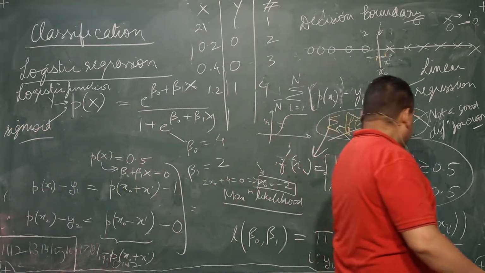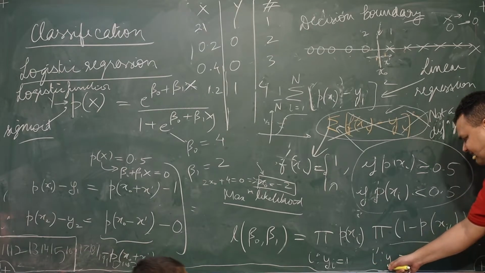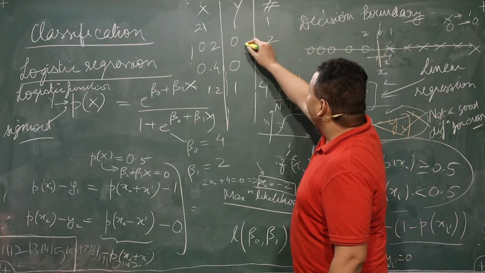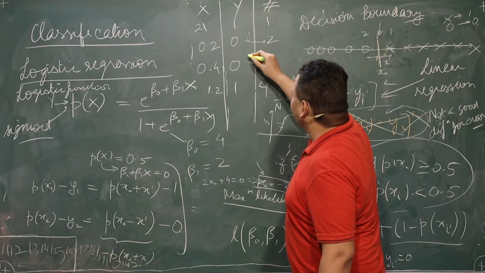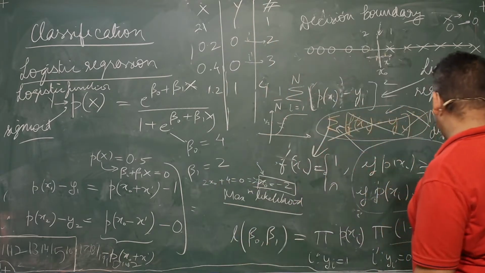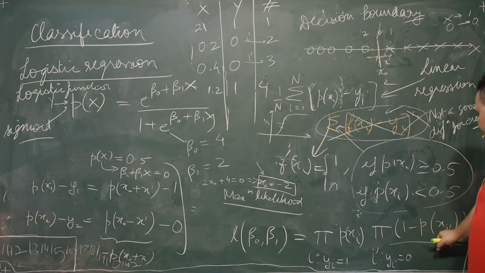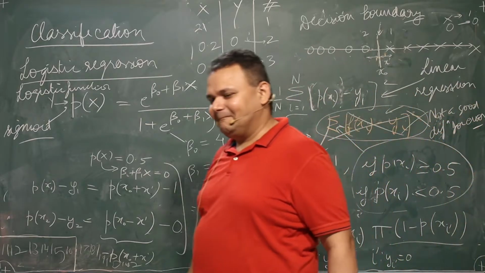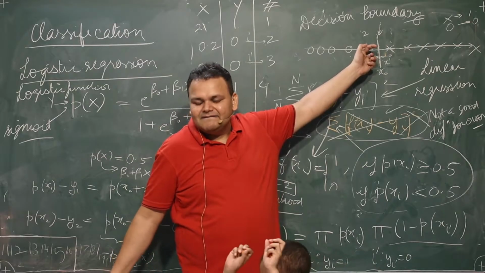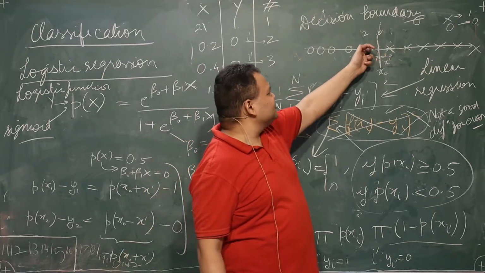Why? Because what is going to happen? So what are all the points i primes? i prime is such that yi prime is equal to 0. Okay, so I had previously said that this is the i prime. Okay, so these are the two i primes for which your y is equal to 0. So what do you expect your probability to be in this particular case? What do you expect your p(xi prime) to be? It is going to be close to 0. Okay? Yes, it is going to be close to 0.